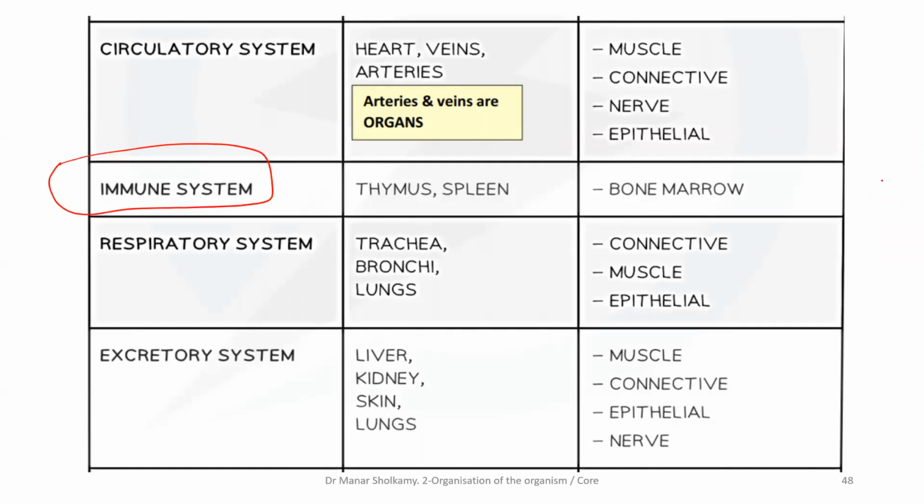In case you don't know what the immune system is, this is the system that protects you from diseases. You need to know what the immune system is. We'll study it in the lesson on immunity. And also arteries and veins. They did ask you about the circulatory system in a question in paper 2. Arteries and veins are organs. They are part of the circulatory system.